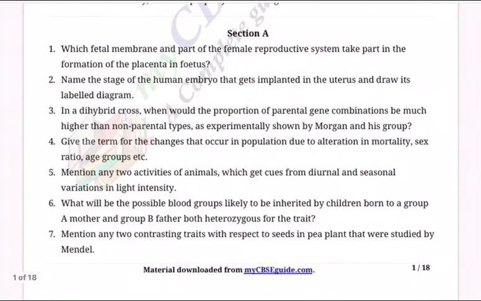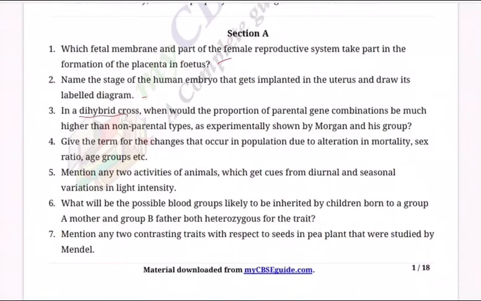Now question 1. Which fetal membrane and part of the female reproductive system take part in the formation of placenta in fetus? Question 2. Name the stage of the human embryo that gets implanted in the uterus and draw its labeled diagram. Now diagram also is asking for 1 mark. Question 3, of course, is a small diagram, as all of you know.